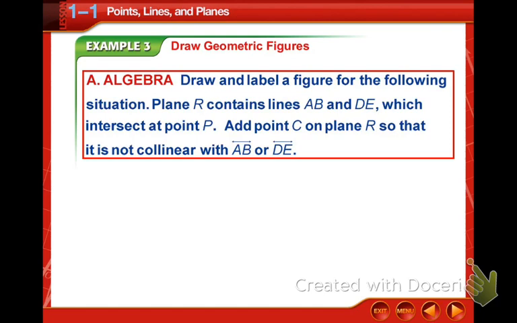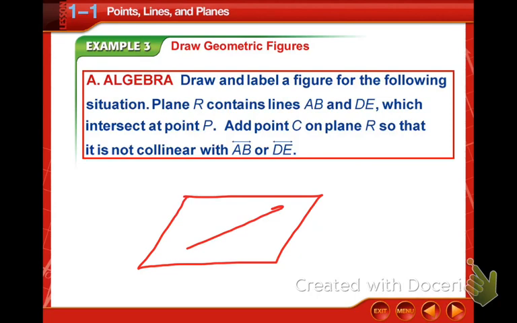So first off, it says we have plane R, so we know we have to have a plane. So we draw a parallelogram to represent our plane. There's our parallelogram. Then it says that it contains lines AB and DE, so just draw two lines. And it says they intersect at point P, so we do have to make them intersect. So there's one line. We'll label it as AB.